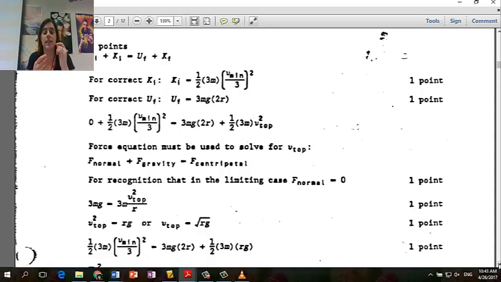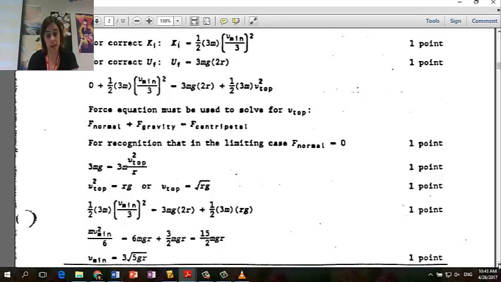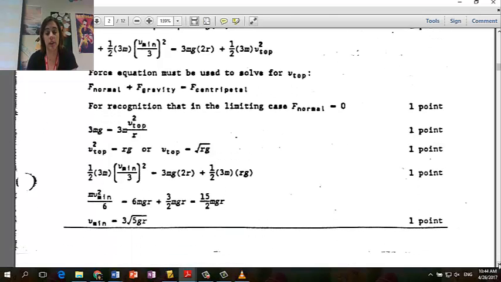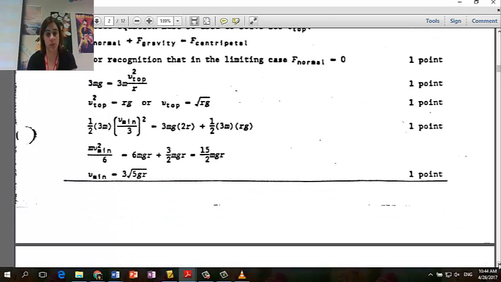Okay, then saying your initial kinetic energy is equal to what's stored in the spring, and your final energy is going to be potential energy plus kinetic energy at the top. Plugging that value back into your energy equation is another point, and finally solving for the minimum velocity is a point.